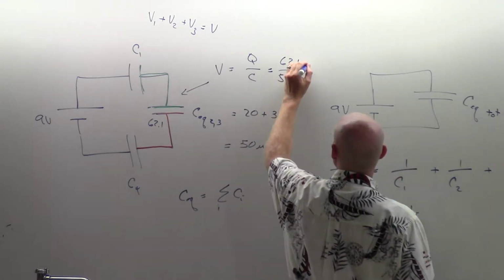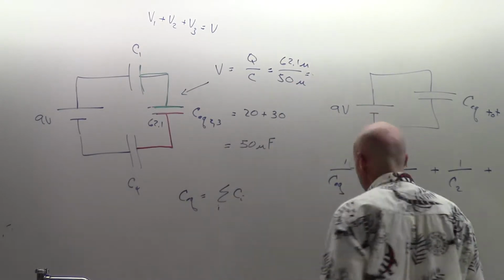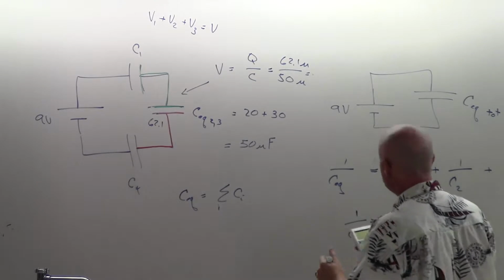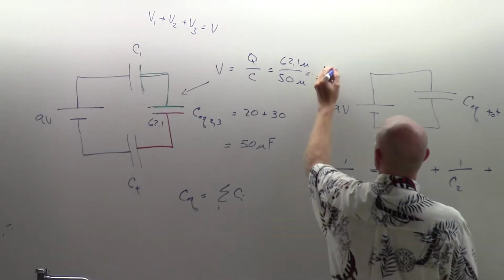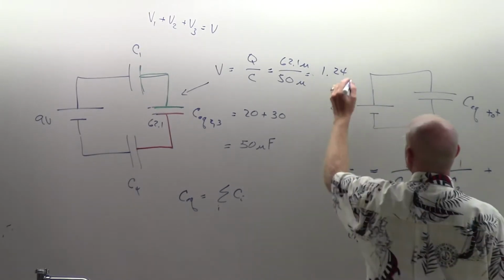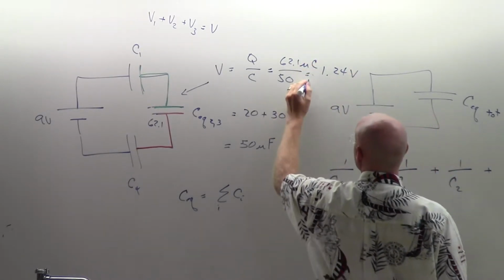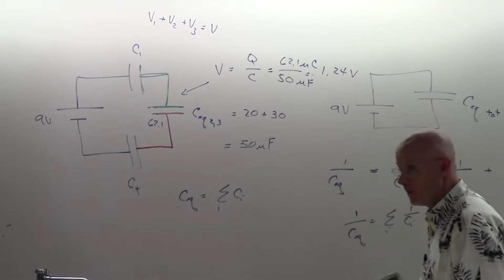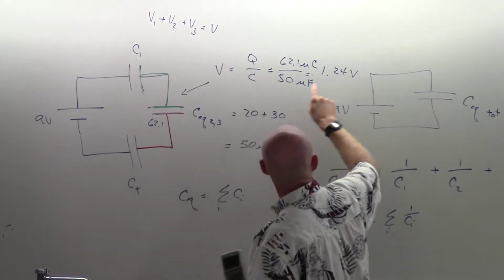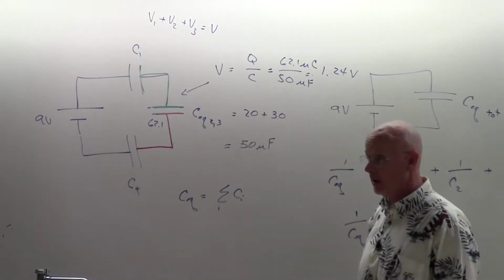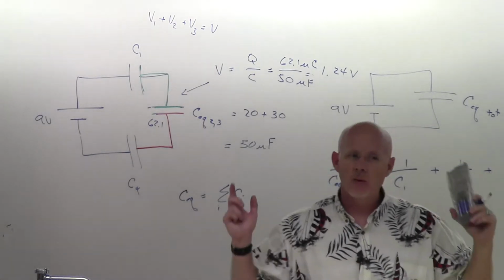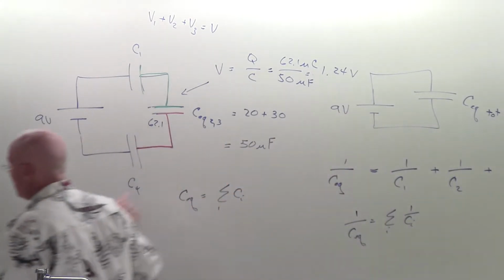Let me just double check. These are each micro. So 62.1 divided by 50 is 1.24. And volts, since this would be coulombs and this would be farads. So right here, this equivalent one has a voltage of 1.24. Now again, that's an equivalent circuit. So the only reason I would care about that is, can that help me over here at all?